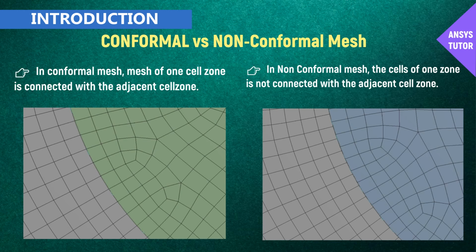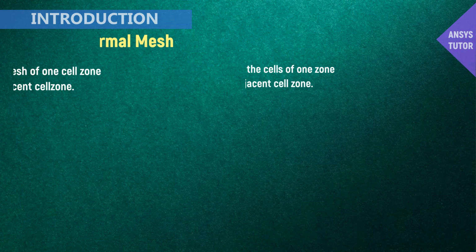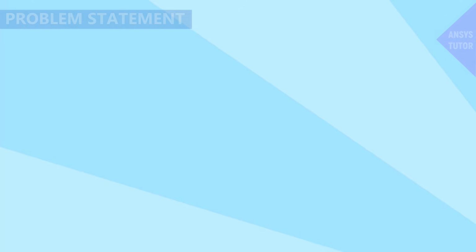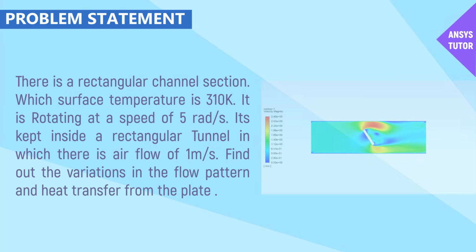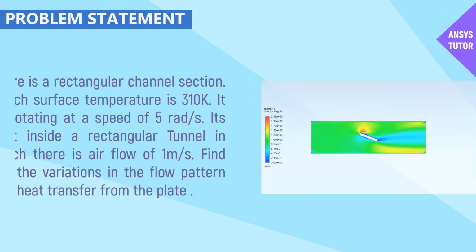So, let's see how we can set up a sliding mesh problem using the ANSYS Fluent solver. For this demonstration, we have taken a problem. There is a rectangular channel section whose surface temperature is 310 K. It is rotating at an angular speed of 5 radians per second. It is kept inside a rectangular tunnel in which there is airflow of 1 meter per second. Find out the variations in the flow pattern and heat transfer from the plate.